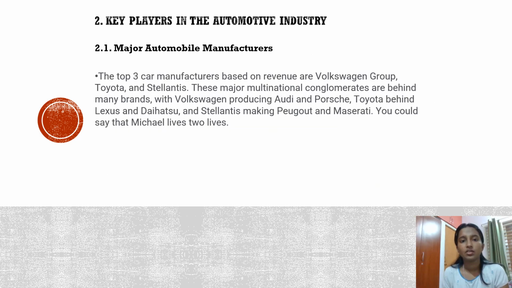Let's go through some of the key players in the automotive industry. The major automobile manufacturers, the top three car manufacturers. Here I have taken the example of cars; it could be anything in automobiles, like a truck or a bike. The top three car manufacturers based on revenue are Volkswagen Group, Toyota, and Stellantis. These major multinational companies are behind many brands, with Volkswagen producing Audi and Porsche, Toyota behind Lexus and Daihatsu, and Stellantis making Peugeot and Maserati.